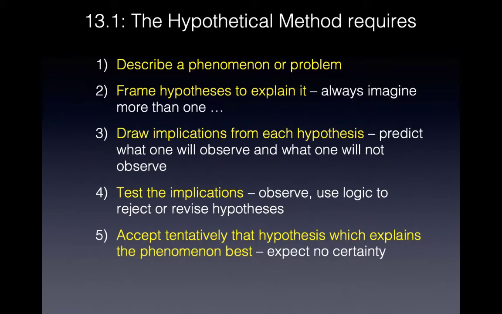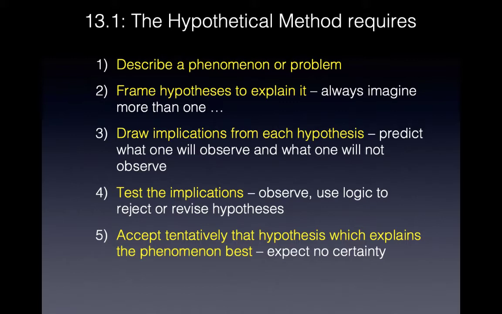So when we test these implications we observe, we use logic to reject or revise hypotheses. For instance, we use Modus Tollens reasoning. Modus Tollens reasoning, remember, if P then Q, right? If it's the sugar, then we'll see more hyperactivity in kids in the experimental group than in the control group. But we don't see more hyperactivity. And so we have to reject the hypothesis that it's the sugar.